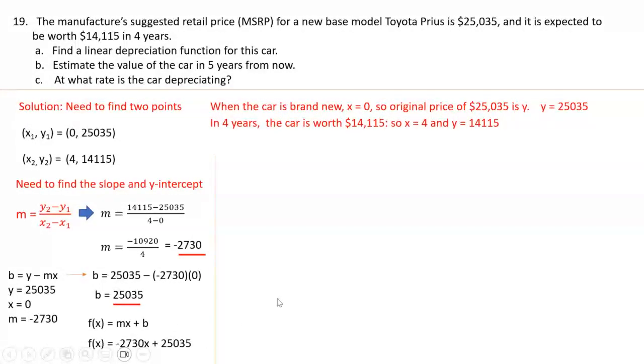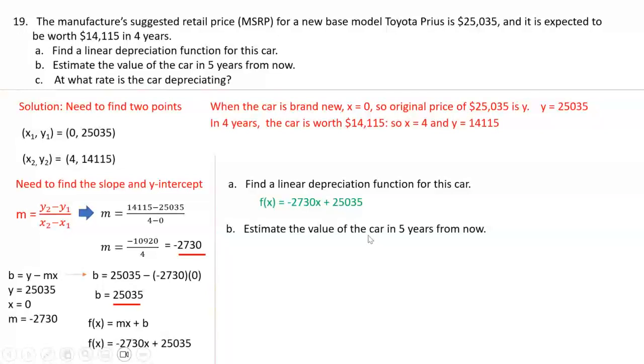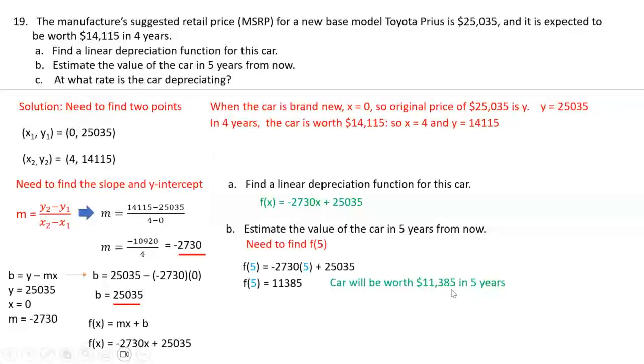So the equation will be f of x equals negative 2,730x plus 25,035. Now for the B part, estimate the value of the car in 5 years from now. So in 5 years, all we do is evaluate f of 5, which means I'm going to go to the function that we just got, and we're going to put in 5 for every x. So the answer will be 11,385. So the car will be worth $11,385 in 5 years from now.